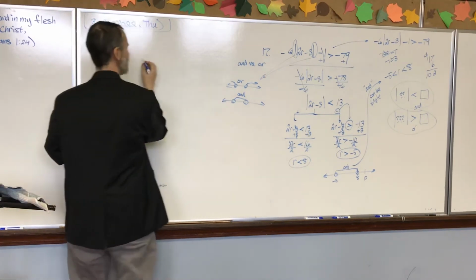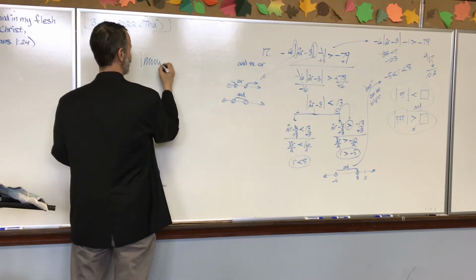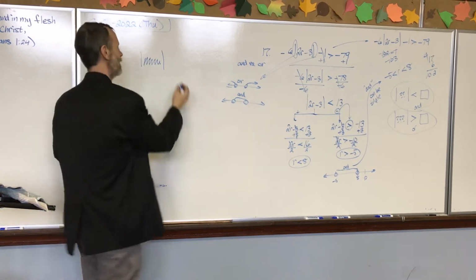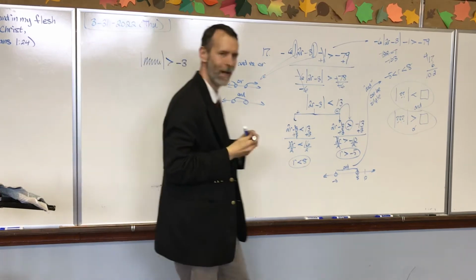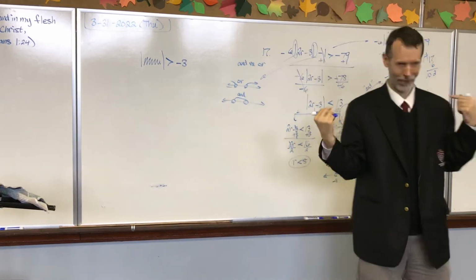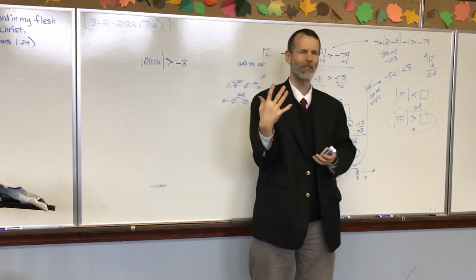Cut. Suppose you have this. I'm just going to make up absolute value, blah, blah, blah, is greater than negative 3. I don't even care what the inside stuff is. Absolute value bigger than negative 3. What kind of answers come out of absolute value?